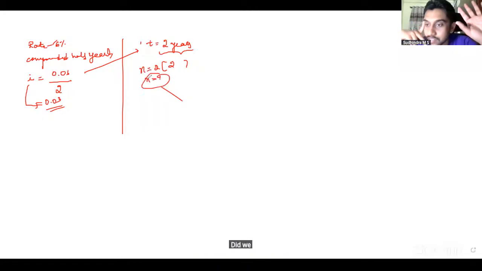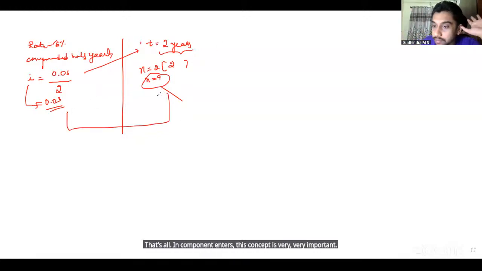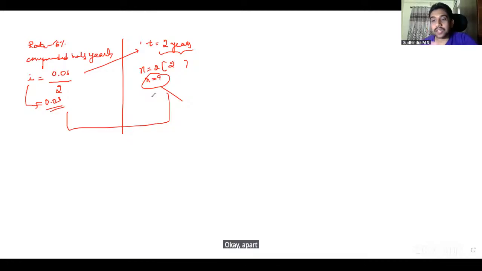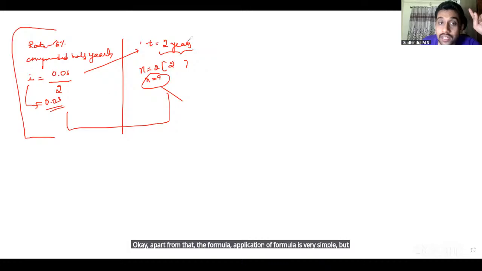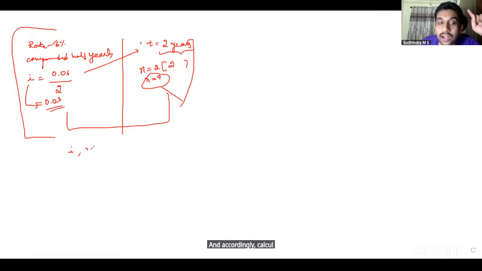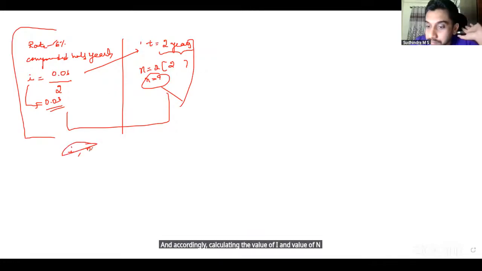Did we get this? In compound interest, this concept of compounding is very, very important. The application of the formula is very simple, but understanding this and accordingly calculating the value of i and the value of n is the key. Everyone clear?